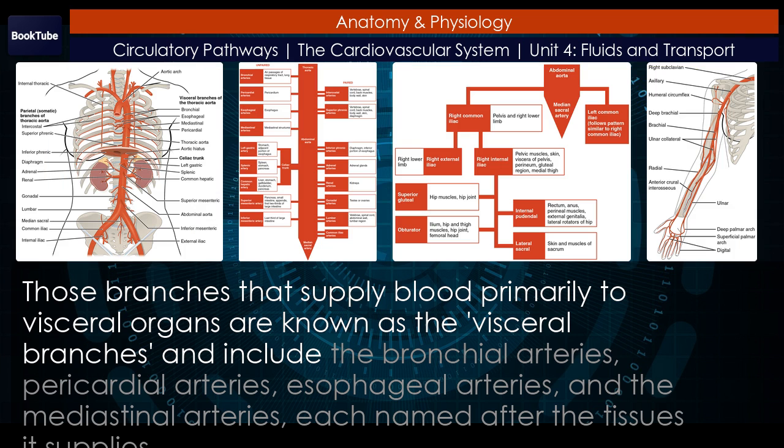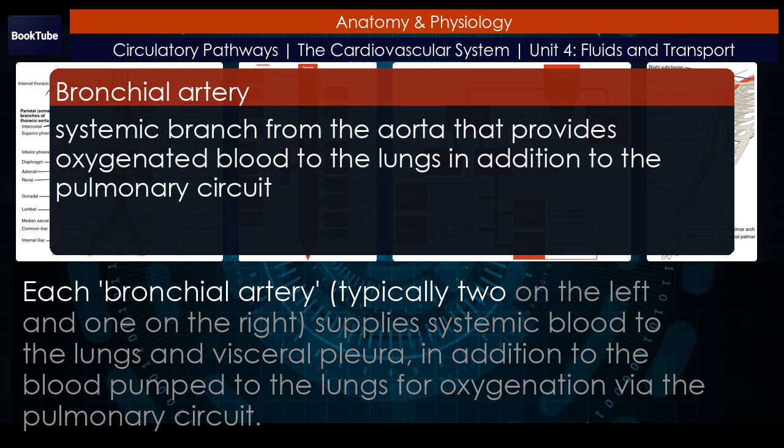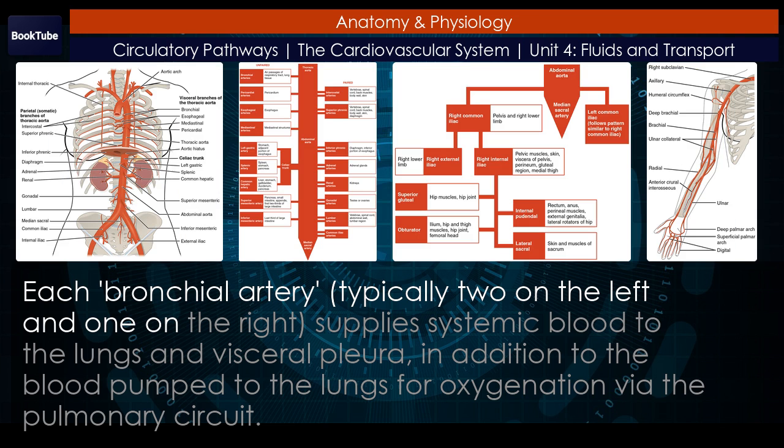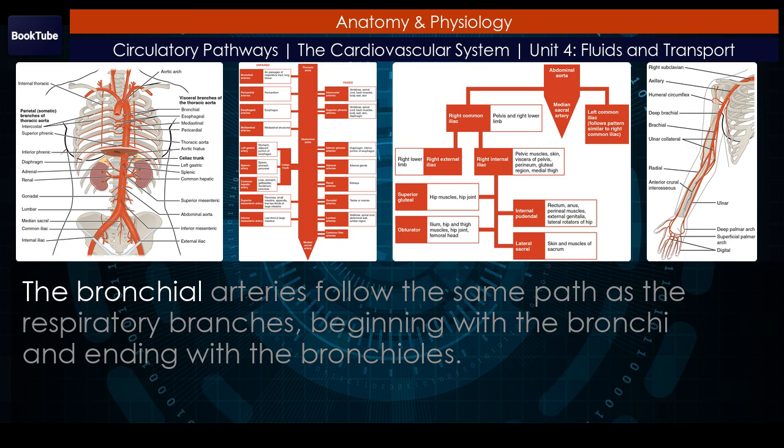bronchial arteries, pericardial arteries, esophageal arteries, and the mediastinal arteries, each named after the tissues it supplies. Each bronchial artery, typically 2 on the left and 1 on the right, supplies systemic blood to the lungs and visceral pleura, in addition to the blood pumped to the lungs for oxygenation via the pulmonary circuit. The bronchial arteries follow the same path as the respiratory branches, beginning with the bronchi and ending with the bronchioles.